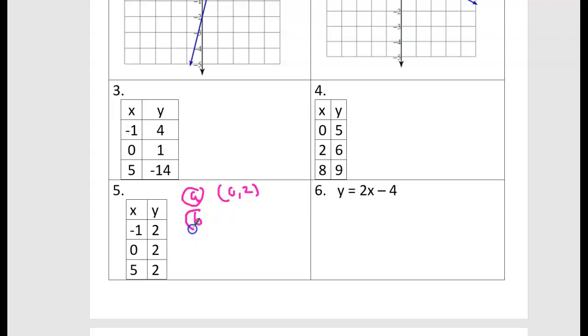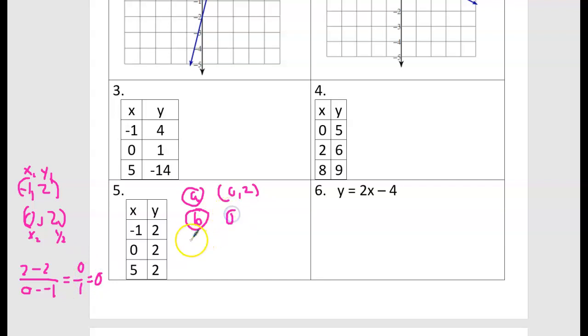The slope, that's where one of the interesting things happens. So we take one point, like (-1, 2), and we take another point, like (0, 2), and we're going to use our little x1, y1, x2, y2 formula. So 2 minus 2 over 0 minus a negative 1 gives me 0 over 1, which is 0. So we have a 0 slope. Anytime your slope is 0, that means the function is constant. So that's the difference right there.